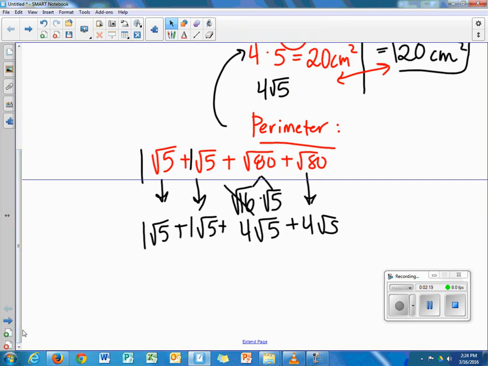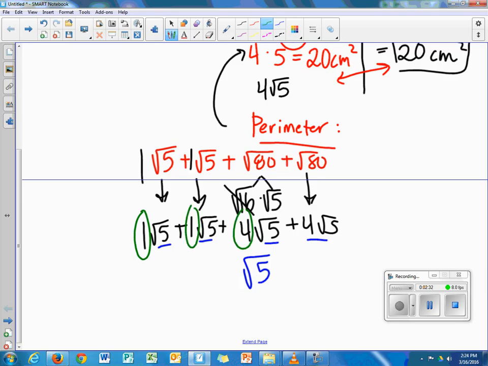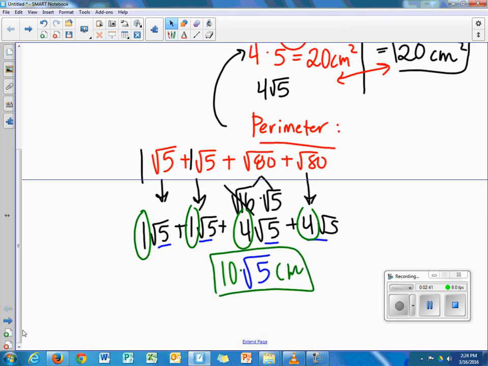In this case here, whenever you're adding radicals, notice that all those are the same. So keep radical 5 the same. What you need to change is the number in the front. 1 plus 1 plus 4 plus 4 gives me 10. That's it. That's your perimeter. 10 radical 5. Replay the video. Pause at any time if you need to go back if you did not understand the first time.